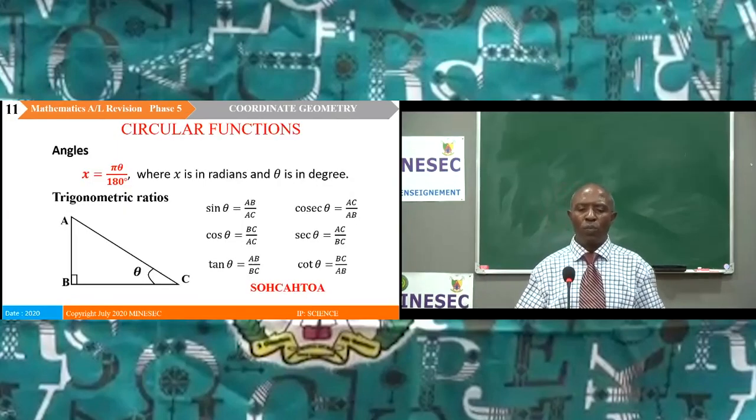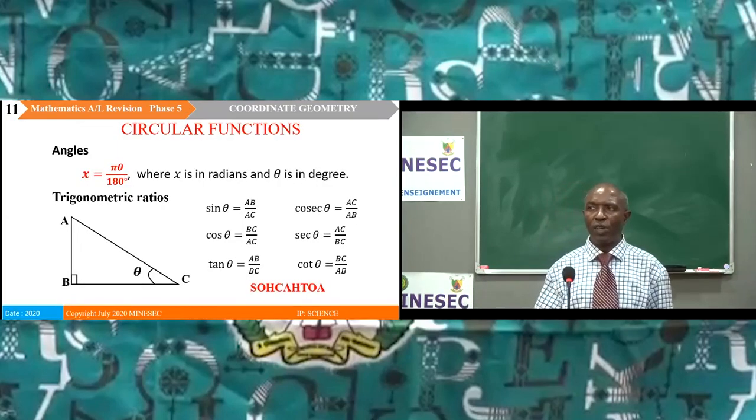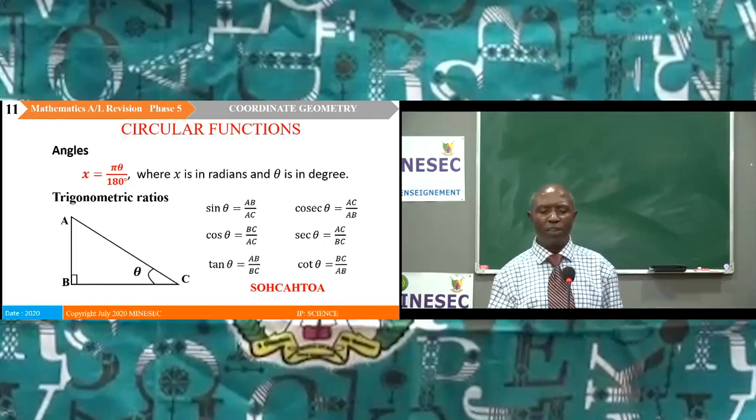X equal to pi theta over 180 degrees. That is how we can convert from degrees to radians.